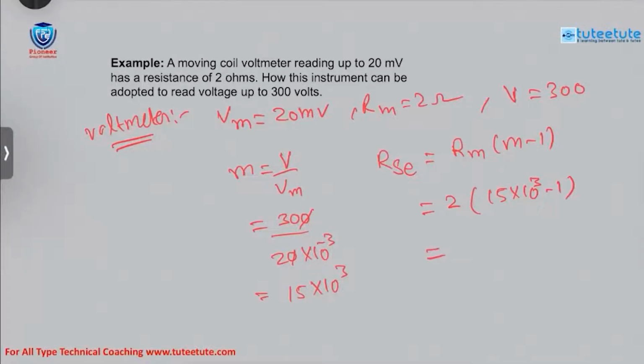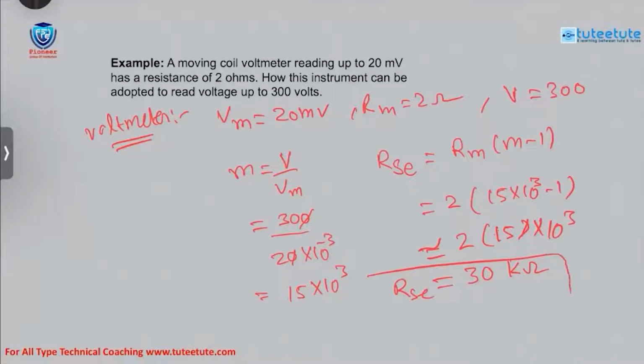So by simplifying this, since it is a high value, we can neglect the 1. Approximately, you can write it as 2 into 15 into 10 cube. You can write it as around 30 kilo ohms. So series multiplier required is 30 kilo ohms. Okay, is it clear?